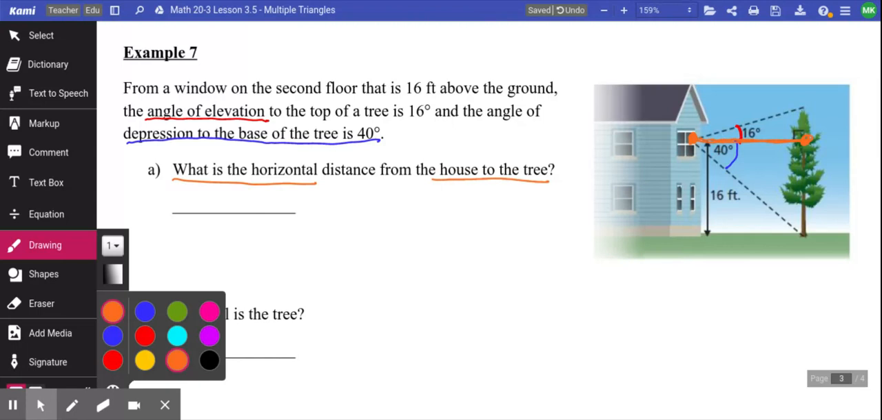So this is still a double triangle question. This is a 90-degree triangle up here, and this is a 90-degree triangle down here. If you add them together, you're now not doing a 90-degree triangle. No, it's too big. 16 feet plus times the 40 degrees. Oh, you were doing that. You're ahead of me.